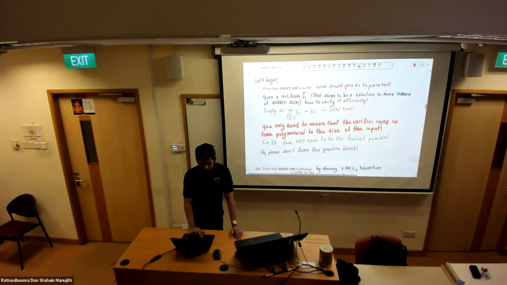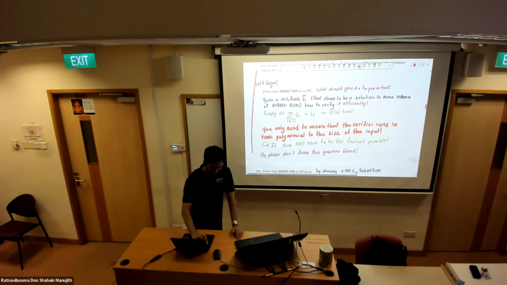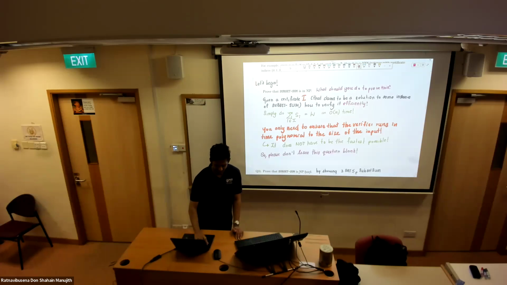Now let's show that this is a hard one. So this is the easy one, and this is the hard one. In the exam, to prove that the problem is NP-hard, that's the hard part. This is the easy part. So let's prove that subset sum is NP-hard by showing that 3-SAT reduces to subset sum.